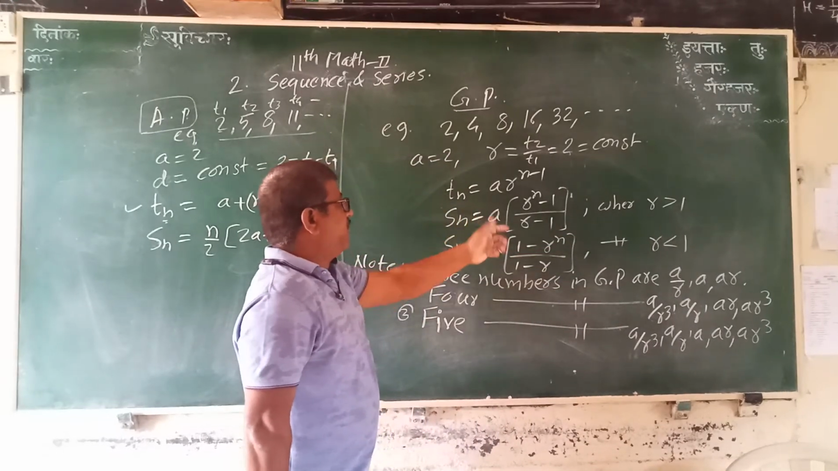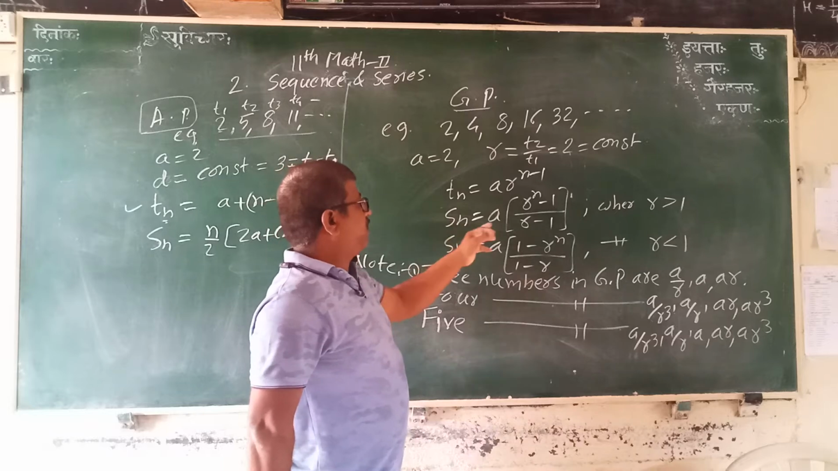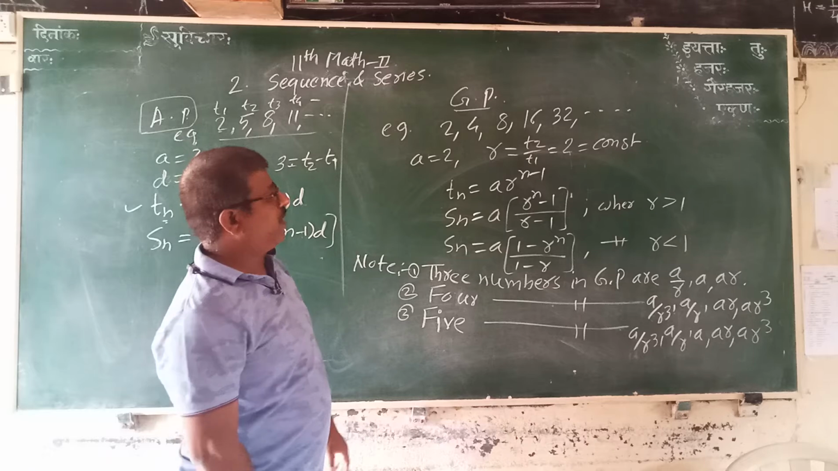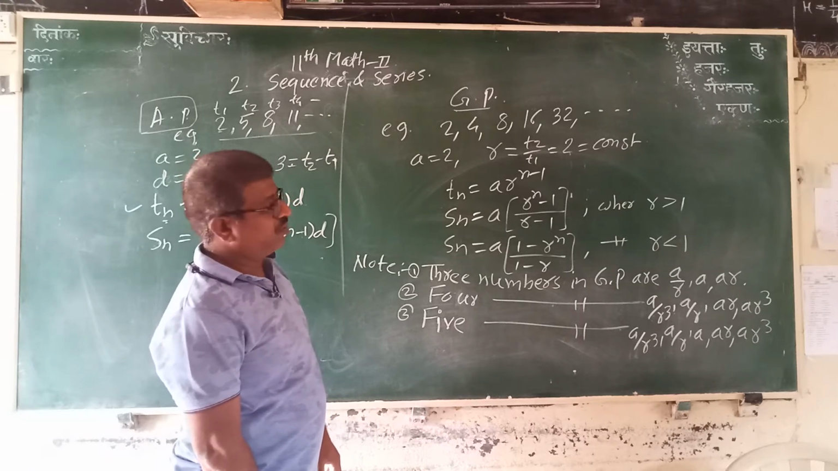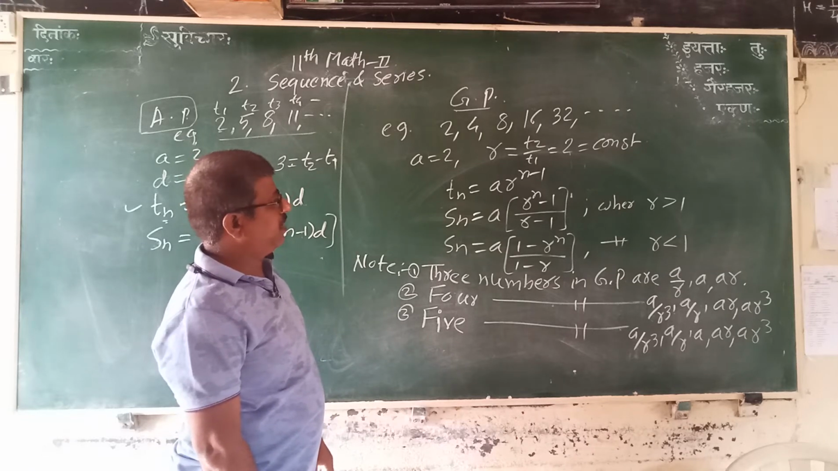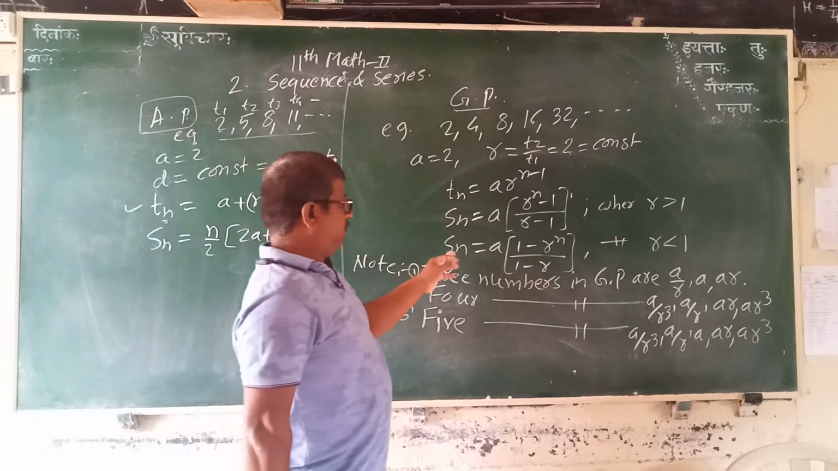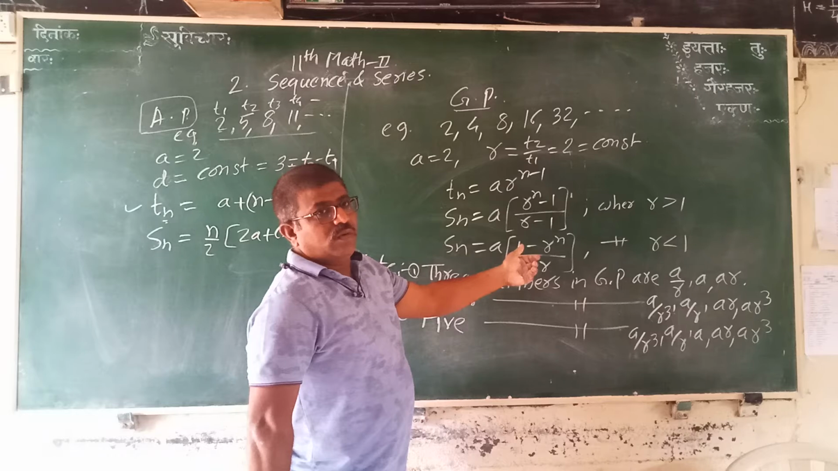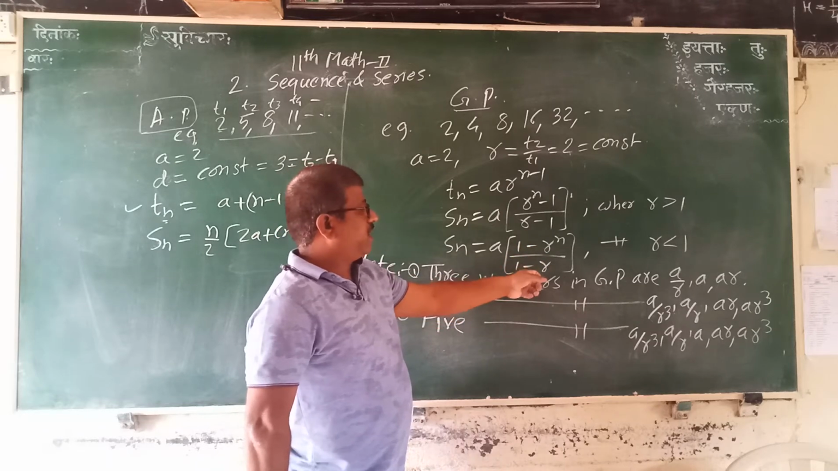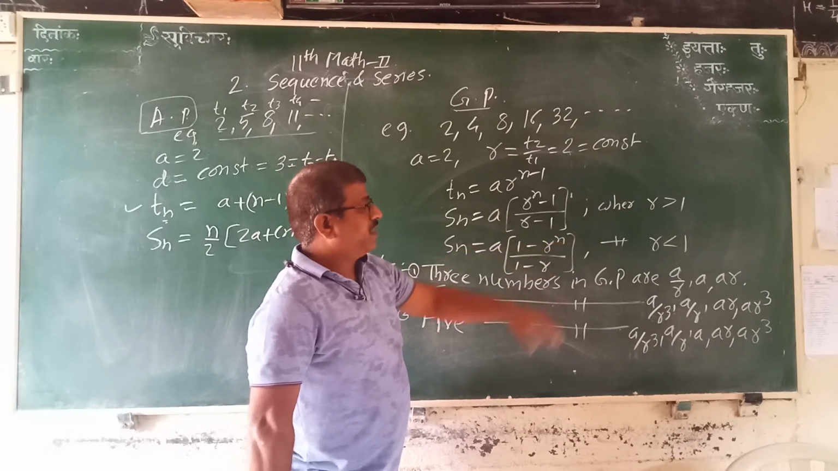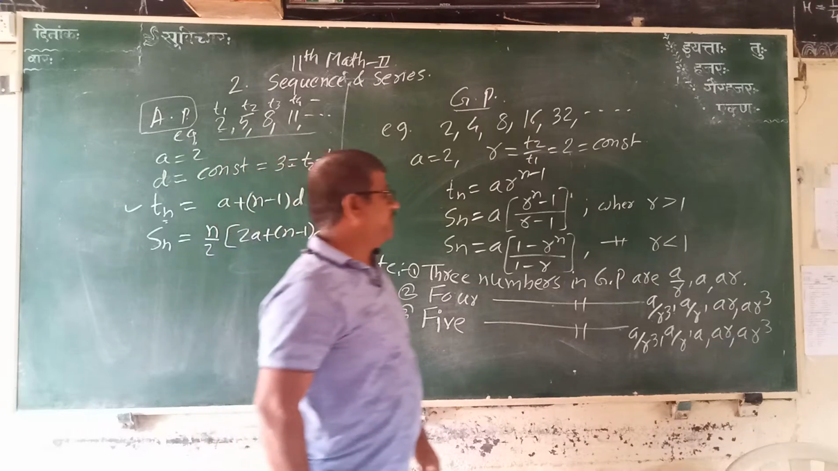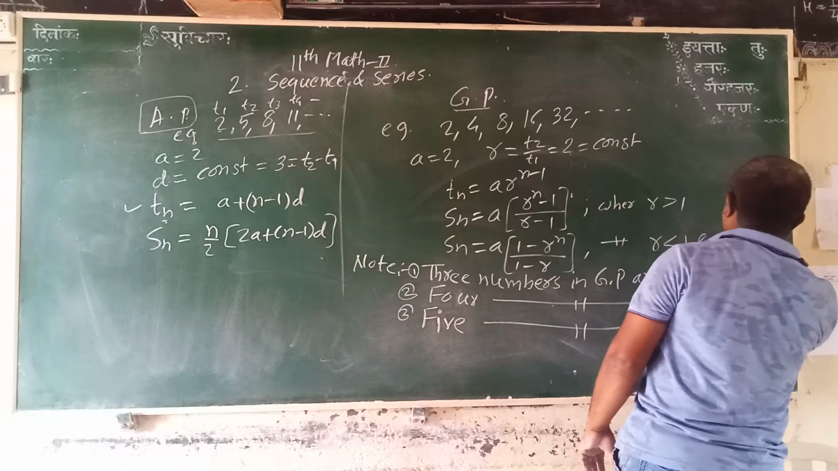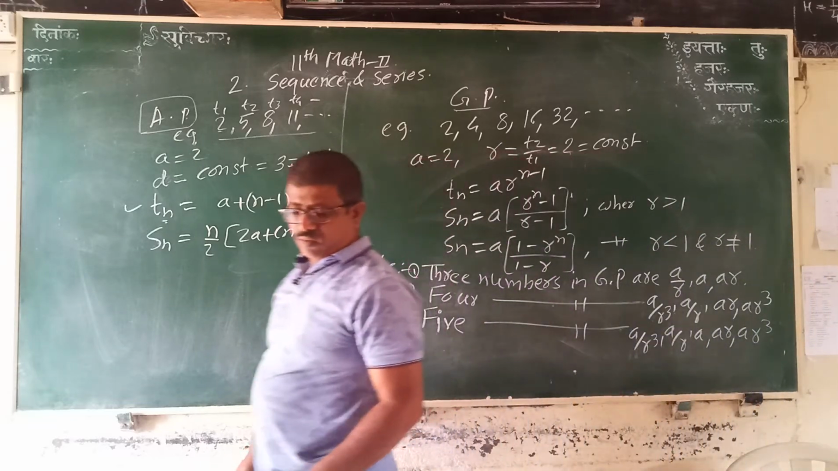Therefore, if r is greater than 1, we take the summation of these terms as Sn is equal to a into bracket r raised to n minus 1 upon r minus 1, where r is greater than 1, and Sn is equal to a into 1 minus r raised to n upon 1 minus r, where r is less than 1 and r is not equal to 1.